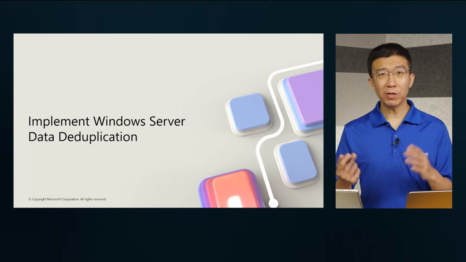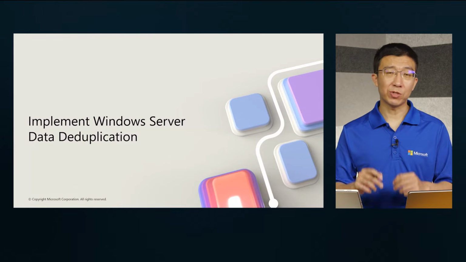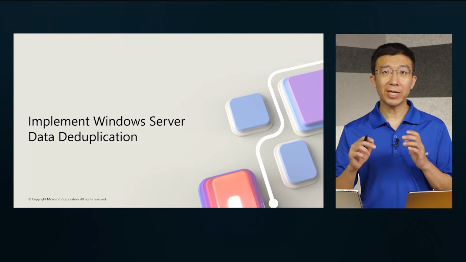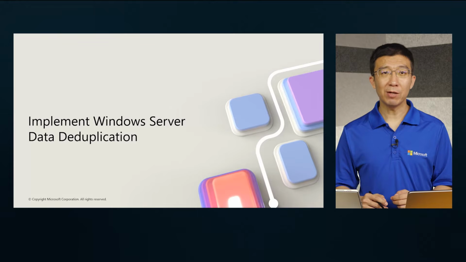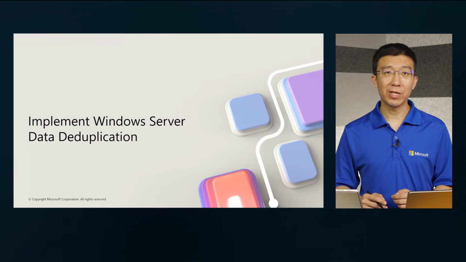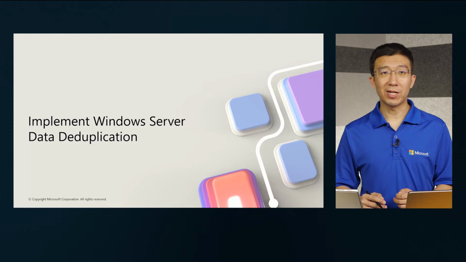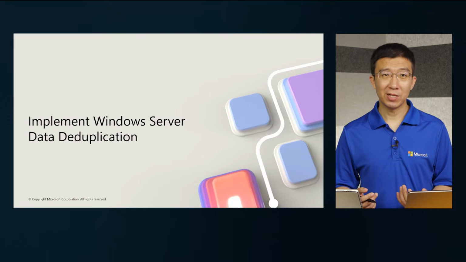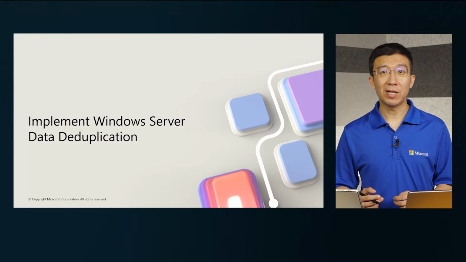Now, let's focus on data deduplication in Windows Server. Data deduplication is a feature that helps you save storage space by identifying and removing duplicate data within your files. It can work without compromising data integrity. This is especially useful for environments with lots of similar files, such as user documents, software deployment shares, and virtualization libraries.